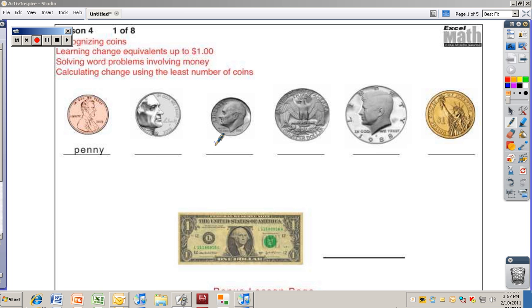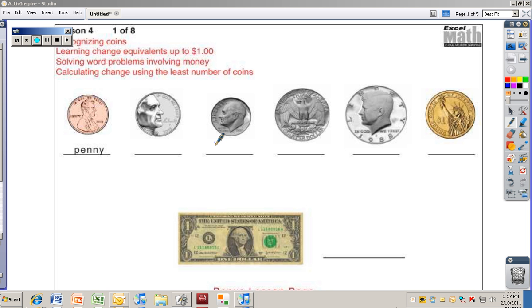All right, here we go with 5th grade Excel lesson 4: recognizing coins, learning change equivalents up to $1, solving word problems involving money, calculating change using the least number of coins. A lot of problems, a lot of ideas on this lesson, but this is considered to be review for you, so it should not be difficult. Here we see some coins. This is not on your page.